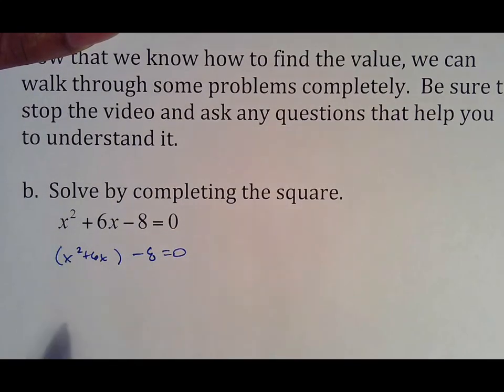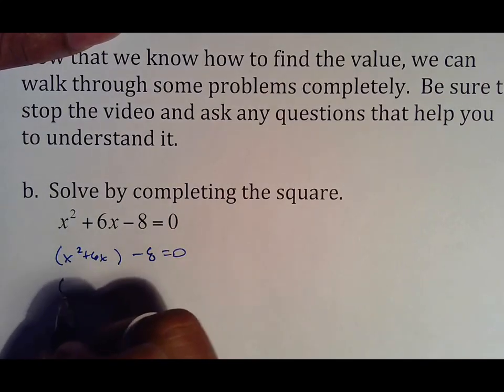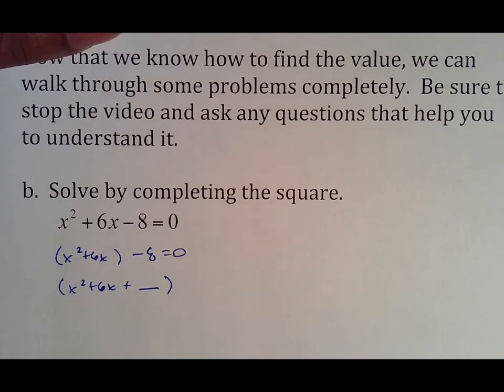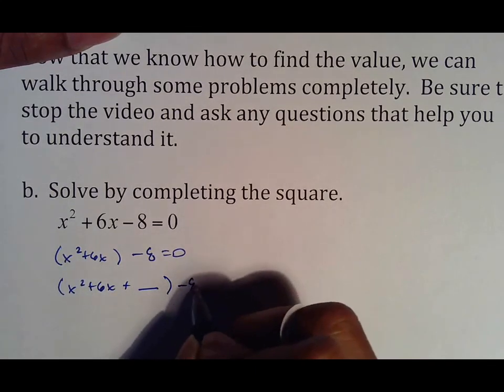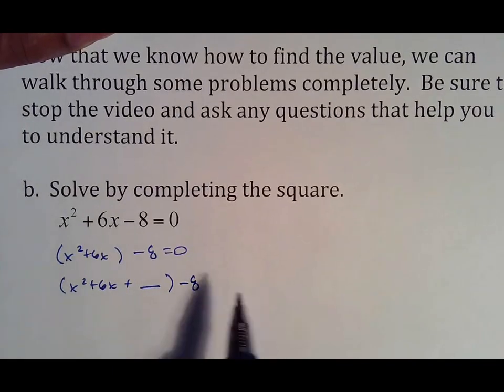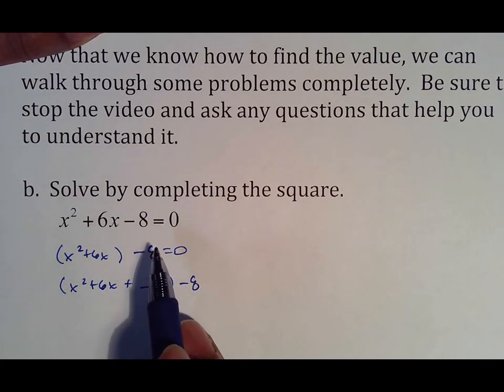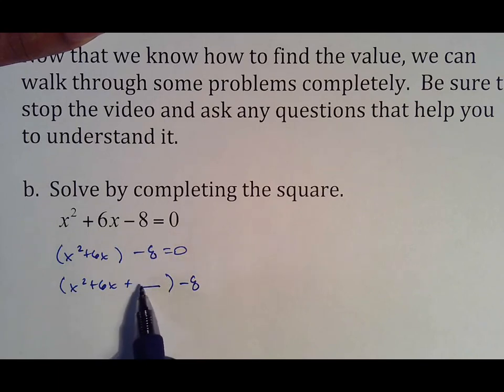Now you'll eventually skip this step, but in general that's what you're doing. Then what you're going to do is add the blank. So you'll do x squared plus 6x plus blank, and then leave your -8. But here's the thing. You're going to do everything on one side of the equal sign, which means that if you are adding a number, the number you're creating is coming out of nowhere.